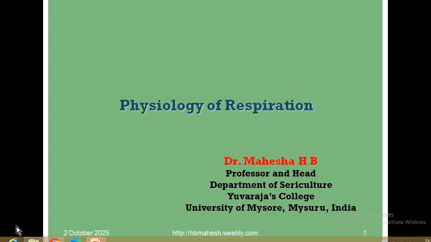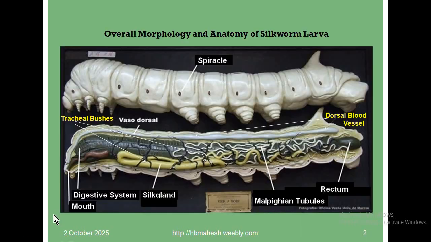Hello students, good morning. In this session, I would like to talk on physiology of respiration in silkworm Bombyx mori in particular and insects in general. See, this slide shows both overall morphology and overall anatomy of silkworm larva.